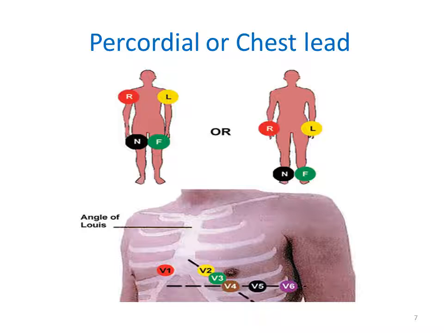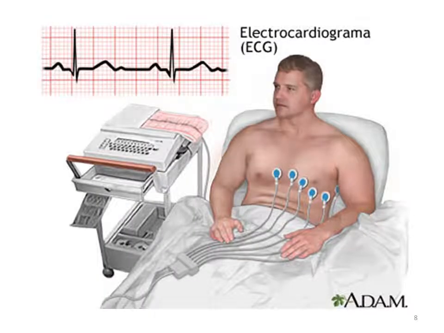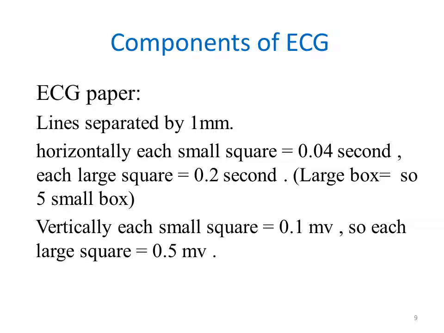Just this picture to clarify where we can put the limb leads and chest leads, just for clarification. This is the ECG machine. All of you know what the ECG machine is, the device that provides us with the electrical activity of the heart.